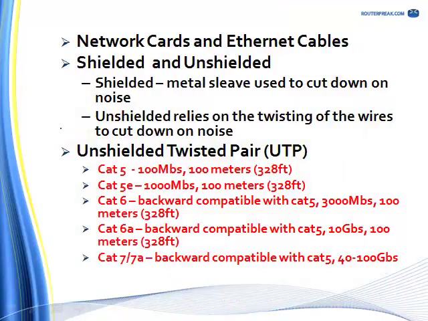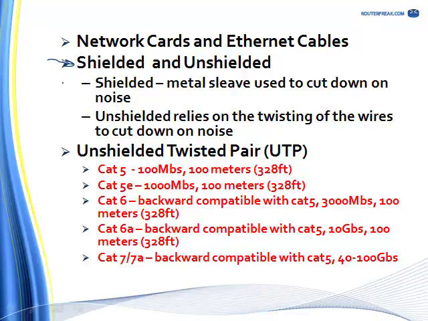So, network cards and Ethernet cable. We have two different types. From a twisted pair standpoint, you can have shielded and unshielded cable. Traditionally, this right here is your copper cabling. This is not your fiber. We're talking just copper cabling, and copper cable comes in two different models, so to speak: shielded twisted pair and unshielded twisted pair.